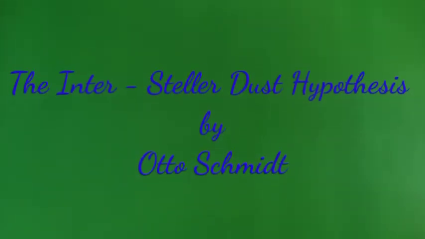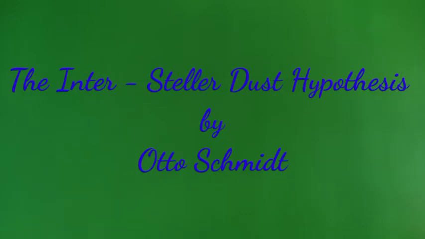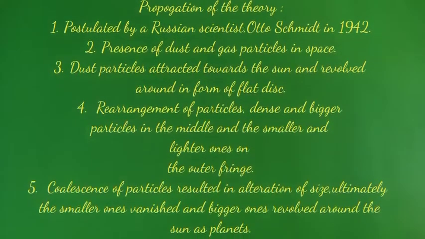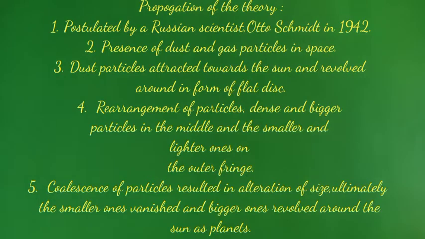Based on a similar theory, that is of the electromagnetic force, the fifth theory to discuss about the origin of the earth is the interstellar dust hypothesis of Otto Schmidt. The interstellar dust hypothesis was put forward by Otto Schmidt, a Russian scientist, in 1943.